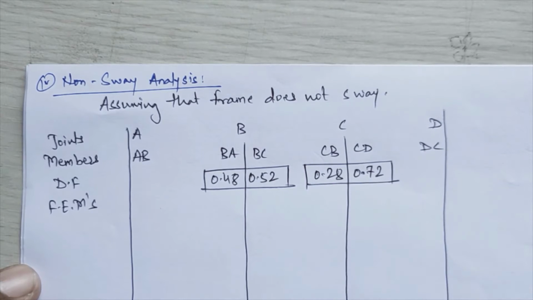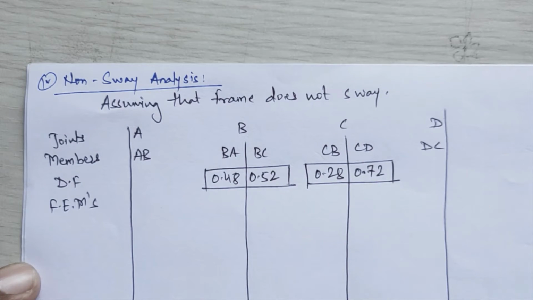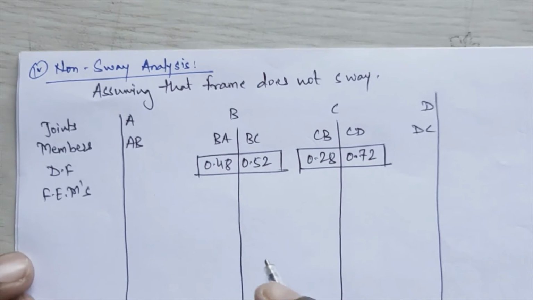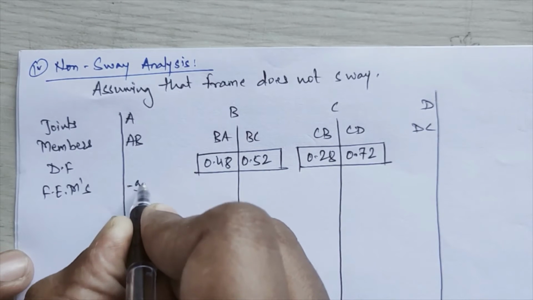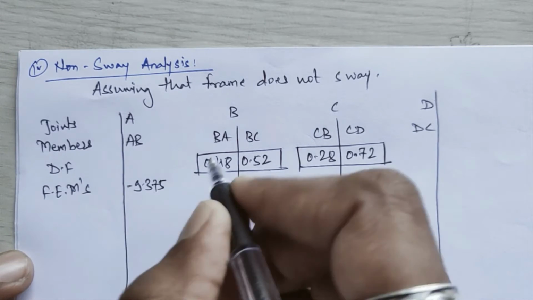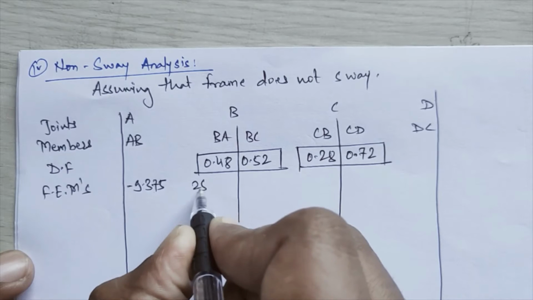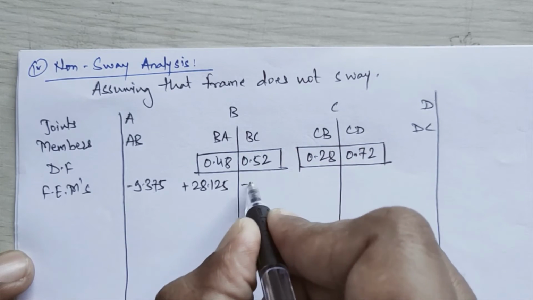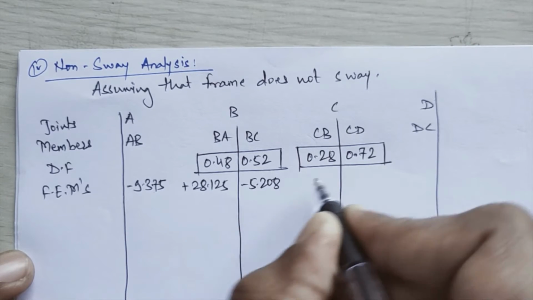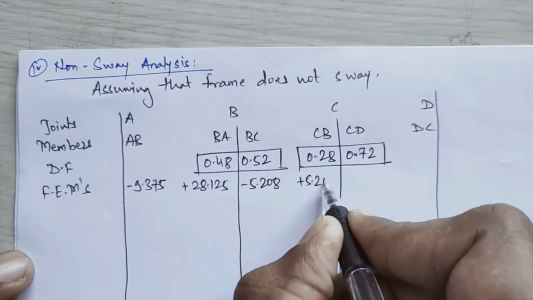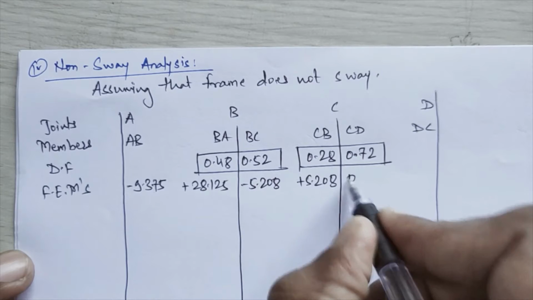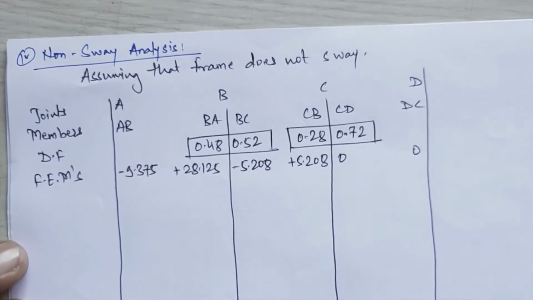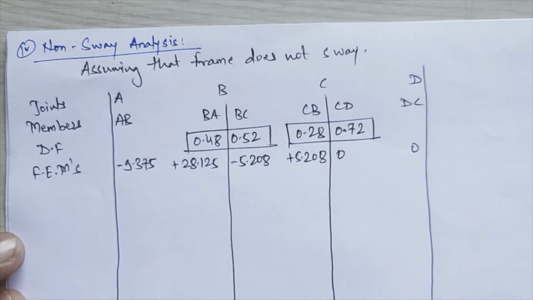Then I'll write out the fixed end moments which I have got over there. Fixed end moment for MFAB, that is minus 9.375. Next for BA I am getting 28.125, that is positive. Next minus 5.208, here I am having plus 5.208. For CD and DC there was no loading, so those moments came 0 over there.